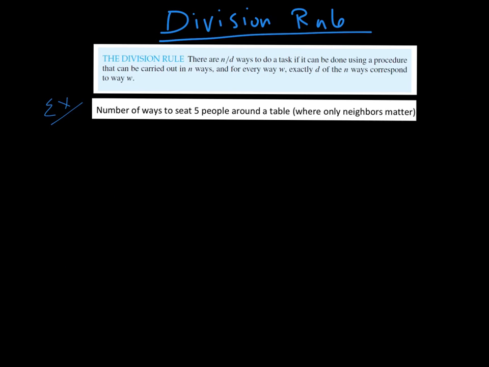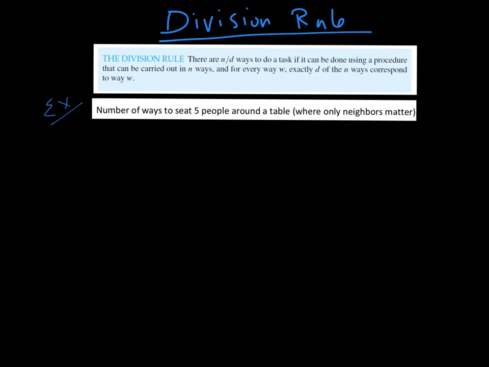Okay, we've had a product rule, a sum rule, a subtraction rule, and there's a division rule. This one looks the weirdest when you try to read the explanation from the book, but it really isn't that bad, and I think you'll see that when we do this example. The division rule says there are n divided by d ways to do a task if it can be done using a procedure in n ways, and for every way, d of the n ways correspond to the same way. So let's look at this example, okay?